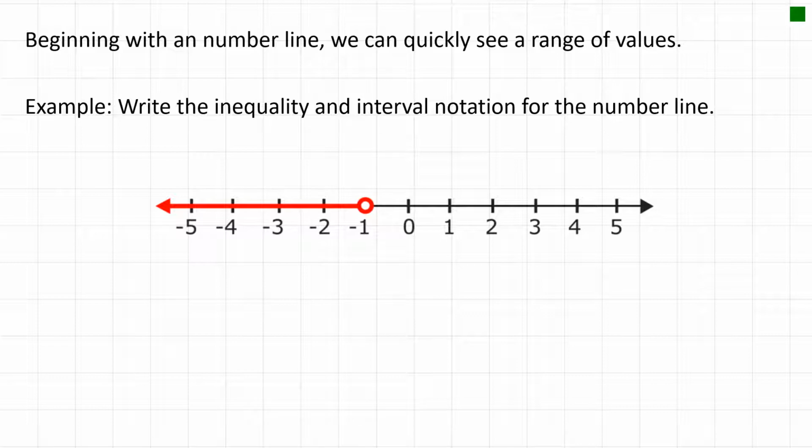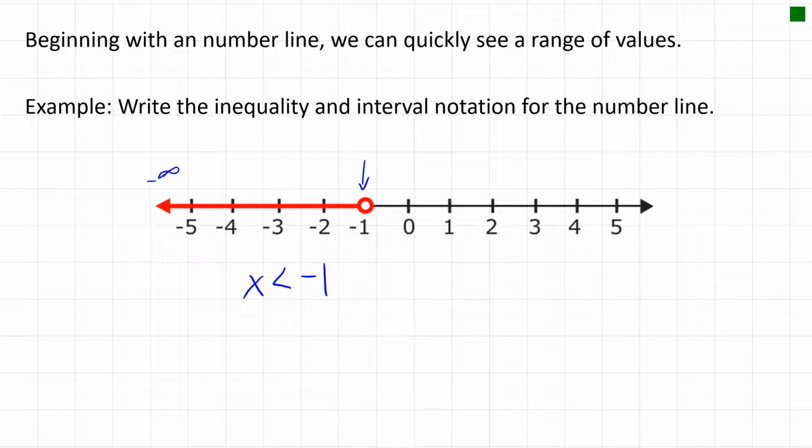So we see that we have an open dot here, and then the red line is representing all the numbers to the left of that, on and on and on, all the way over towards negative infinity. So if we were to start with an inequality, the letter we're going to use in this case is x. It could be any letter, but I'm going to use the letter x. I'm saying x can be all the numbers on this red line. So x can be anything that is less than -1.